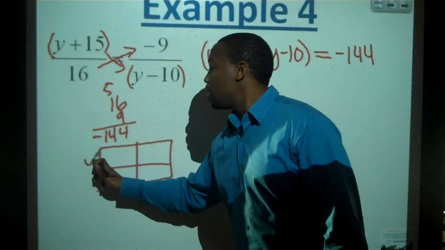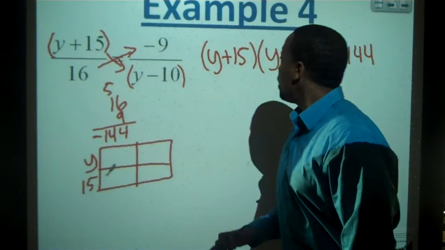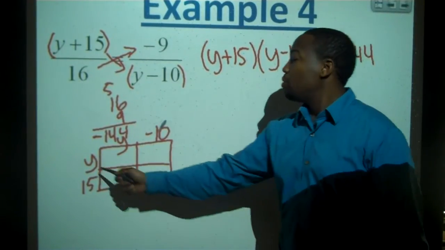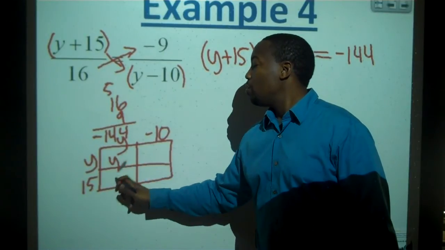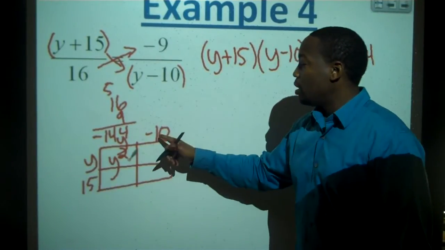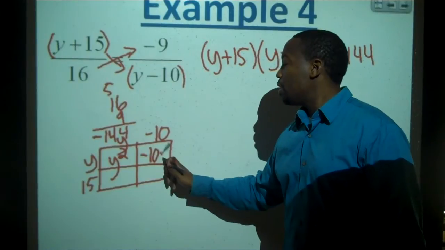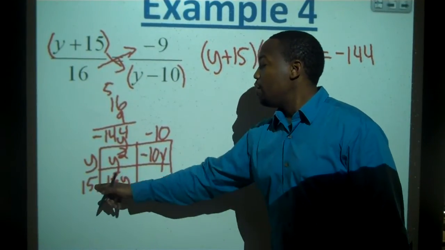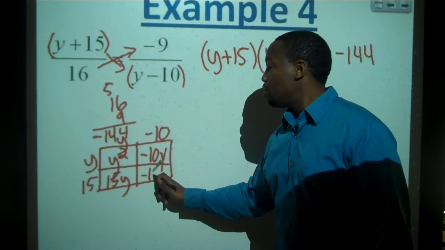I have a y here, a 15 here, and I have a y here, and a negative 10 here. So y times y is going to give me y squared. Y times negative 10 gives me negative 10y. 15 times y gives me 15y. And 15 times negative 10 gives me negative 150.